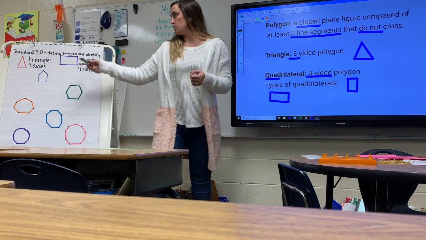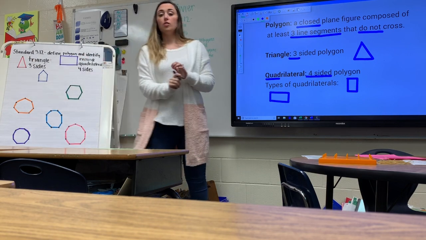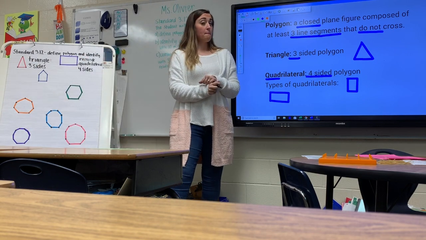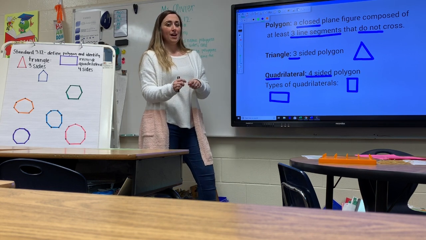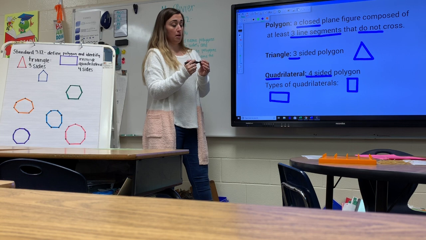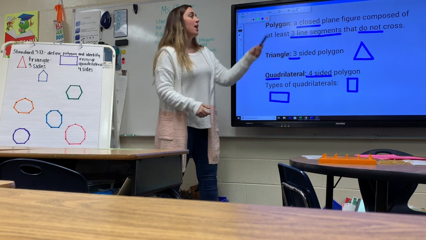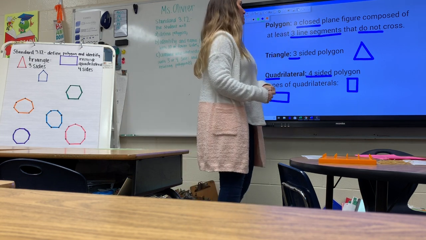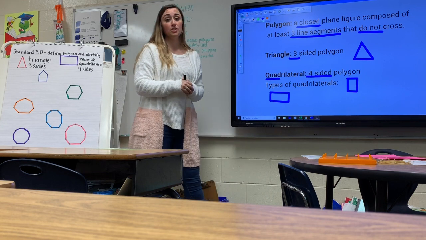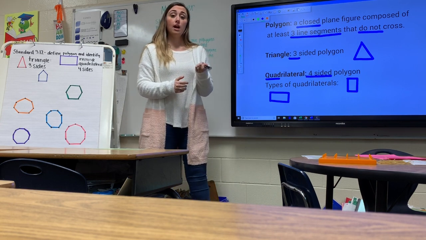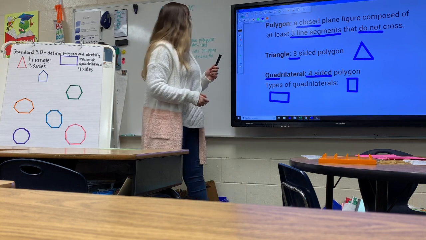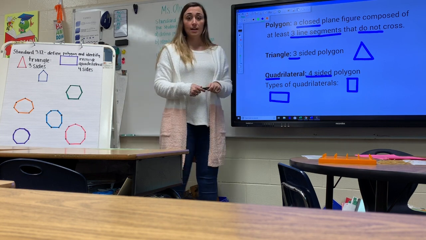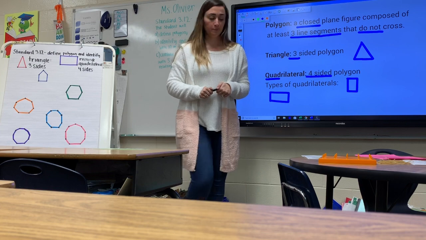And boys and girls, what are both of these shapes called? Can we remember? I have a little reference right here. Right, they are both polygons. And polygons are what? A closed plane figure composed of at least 3 line segments that do not cross. Later, I will make an anchor chart and I will have the definition polygon, and I will add different definitions. That way you can reference them in the classroom.